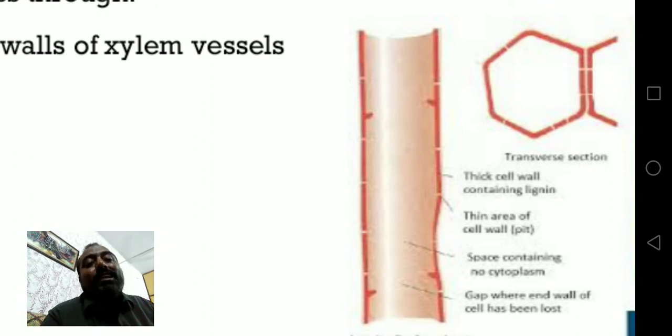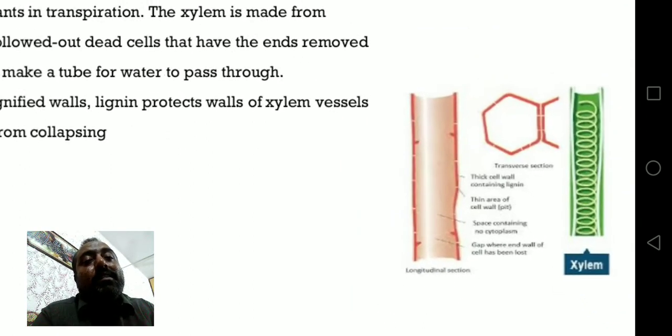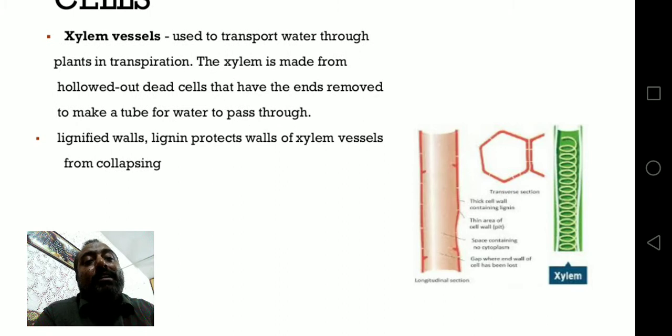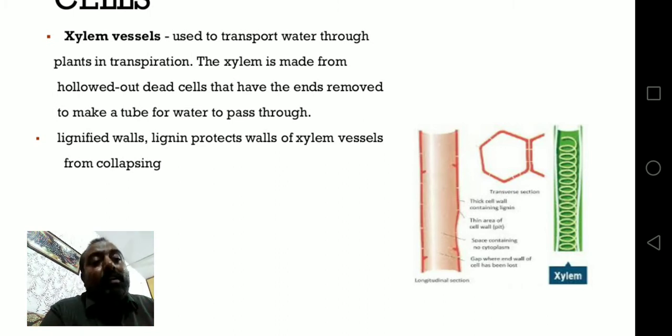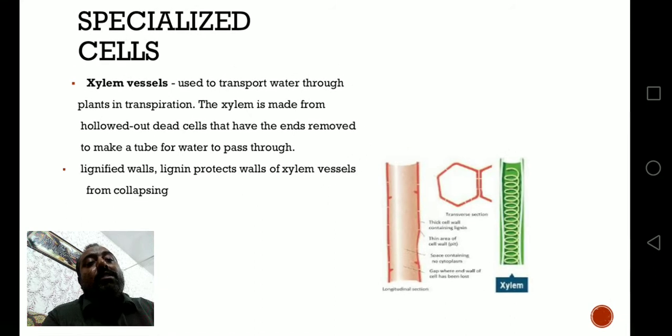Lignin provides extra strength to the cell wall, and if you can see here, the last point of this slide, lignin, due to the presence of lignin, walls of xylem vessels will not collapse. So basically, lignified walls or lignin protects walls of xylem vessels from collapsing. So this is all about one xylem cell.